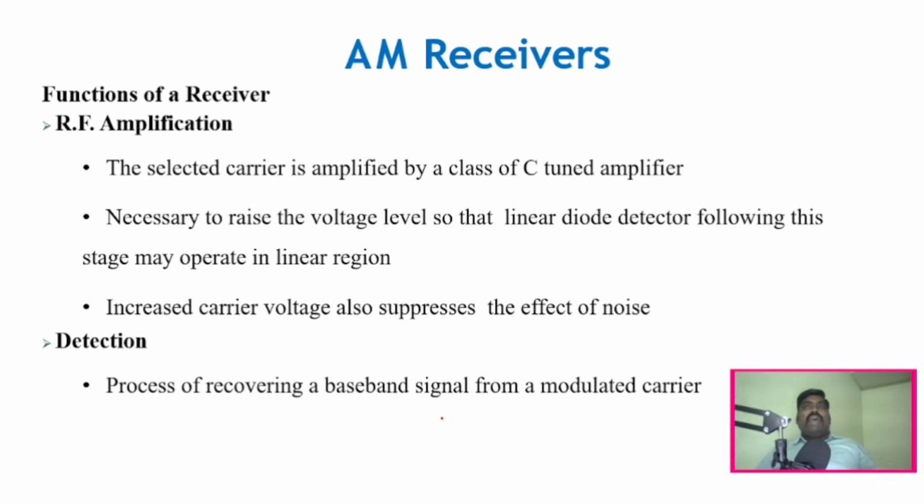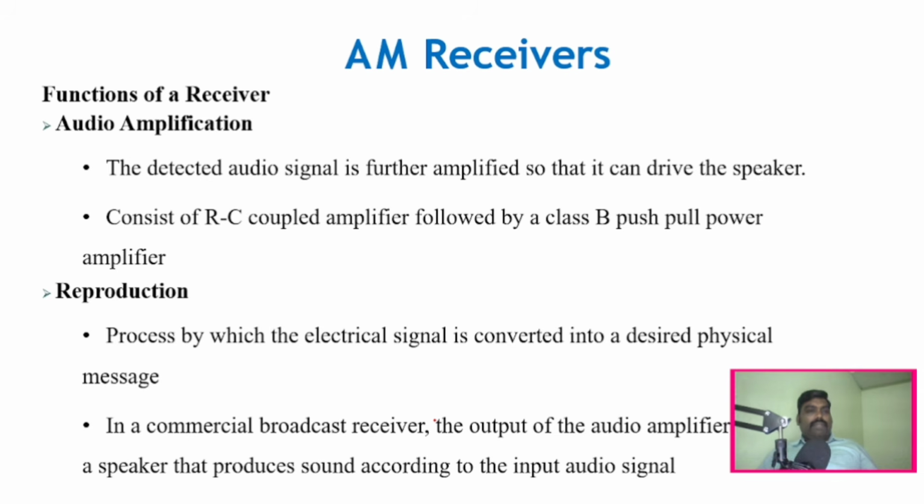And detection, as I said before, is the process where the original message signal will be recovered by the receiver. Say, for example, if you have a modulated wave, from that modulated carrier it will extract the original message signal. After recovering the original message signal, that signal will be further amplified, where we can use an RC coupled amplifier followed by a class B amplifier. Depending upon the application, we can use n number of stages to increase the amplification.